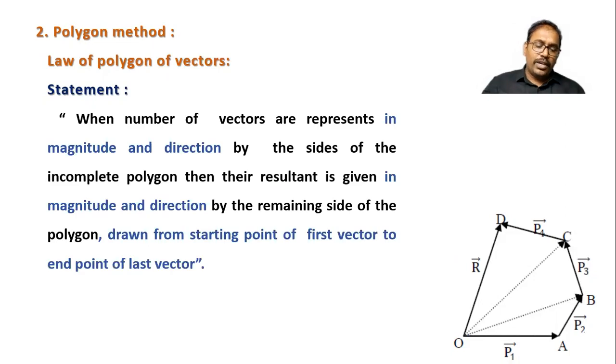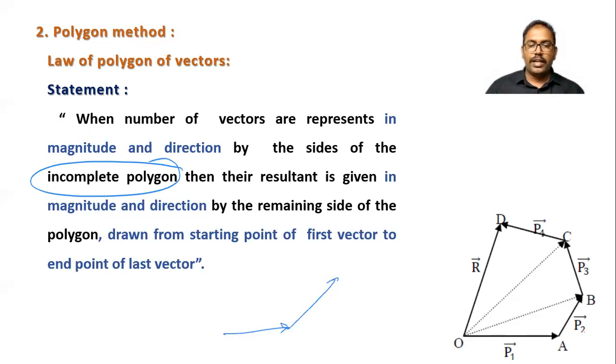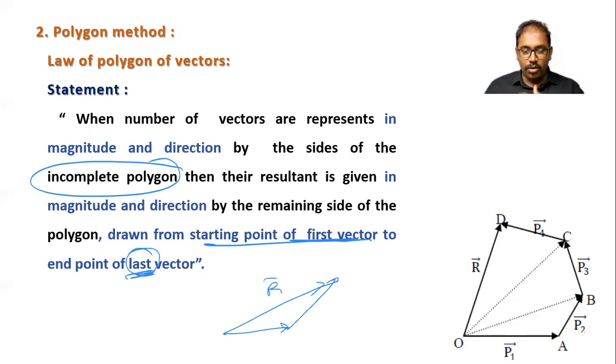Okay. So here, when a number of vectors are represented in magnitude and direction by the sides of an incomplete polygon, this is very important. So if I draw a polygon like this and like this, these are the sides of an incomplete polygon. Then the resultant is given in magnitude and direction by the remaining side. So I can draw the remaining side here. This is the resultant, similar to the triangle law. But here it is drawn from the starting point of the first vector to the end point of the last vector. In the triangle method, it is the second vector, but here we don't know how many vectors there are in the polygon method, so to the end point of the last vector.